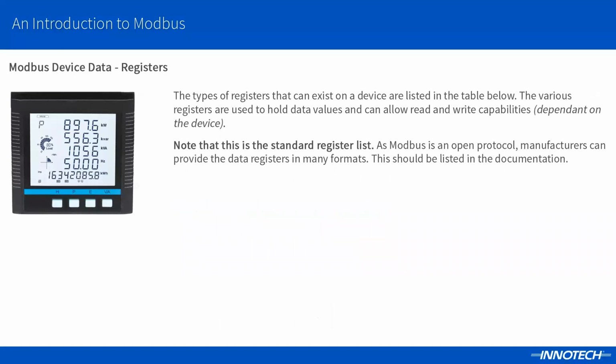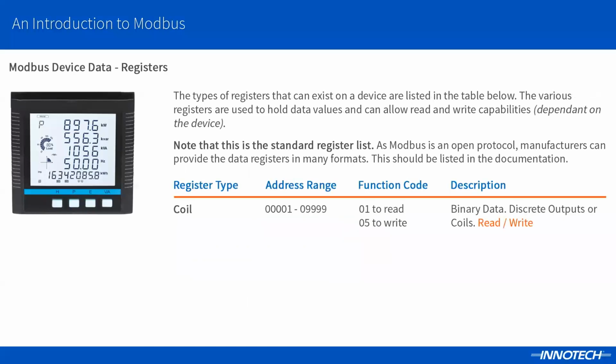We will look at the standard register list used by a majority of Modbus devices, which include four different types. The first type are coils. Coils start at address 1 and go up to 9999. Function code 1 is used to read back this value, and function code 5 is used to write a value into the register. Coils hold binary values, zeros and ones. Think of these as a binary output.